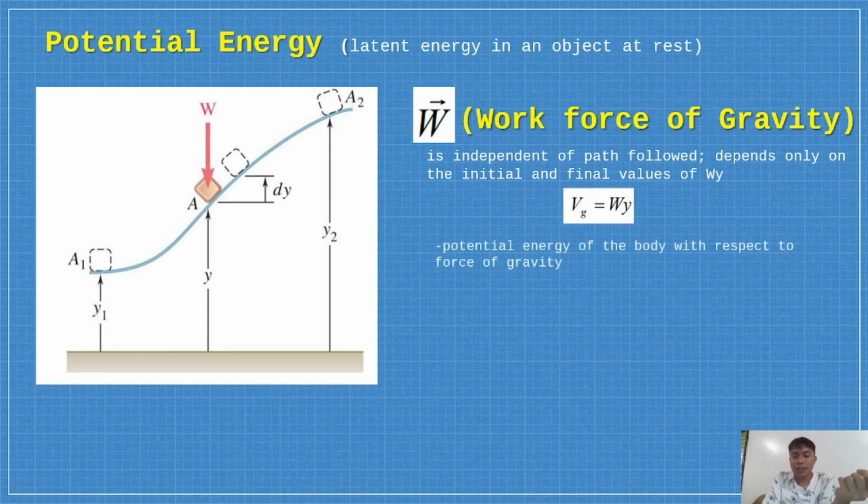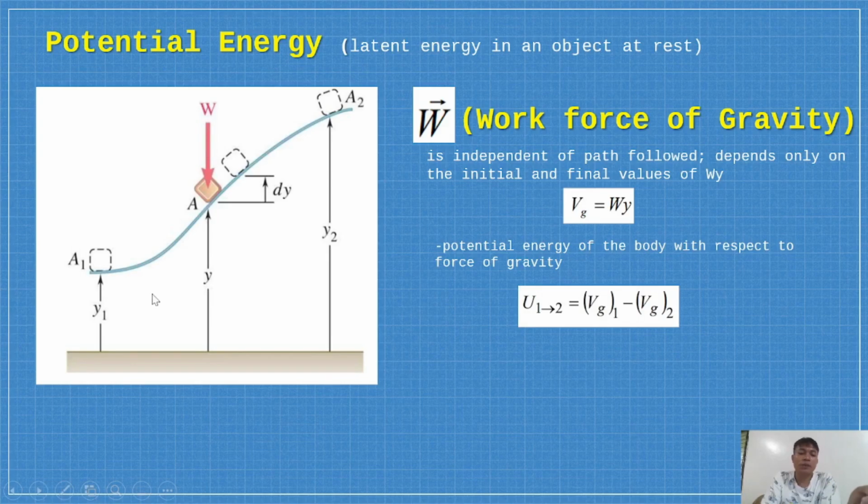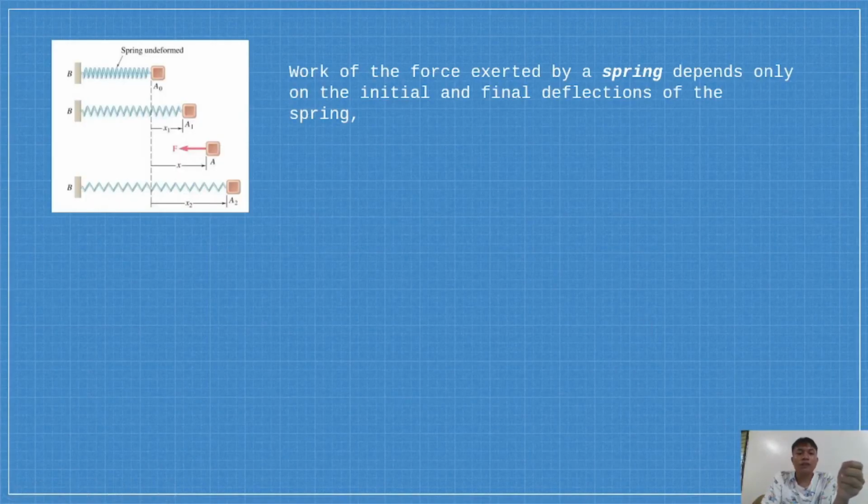So, this is the potential energy of the body with respect to the force of gravity. Our work will be equal to, from 1, the movement of this, A1 down to 2, which is equal to Vg1 minus Vg2.